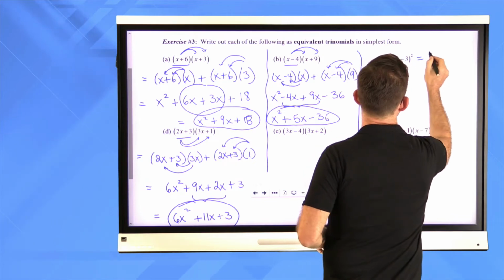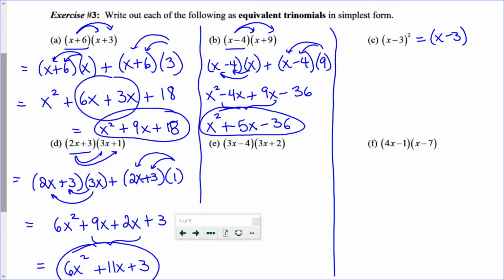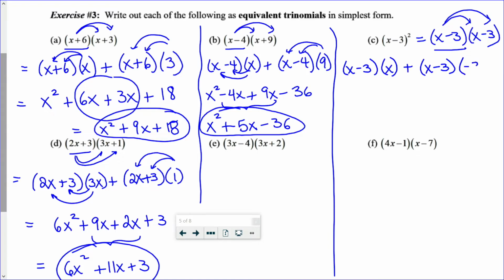So I'm going to write that down right here. And now it looks exactly like the other problems I've been doing. I'm going to take this x minus 3 and distribute it. That's going to give me x minus 3 times x, minus x minus 3 times 3. Actually, I'm going to put plus x minus 3 times negative 3. I think that'll be an easier way for us to think about this. I can always change subtraction to addition of a negative.